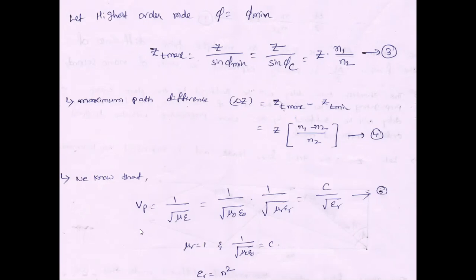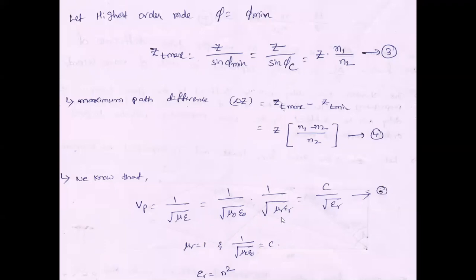We know the concept of phase velocity. How much phase change in the optical fiber cable? Vp is equal to 1 by root mu epsilon. Again, we have to divide this: 1 by root of mu naught epsilon naught, multiplied with 1 by root of mu r and epsilon r. This is about at the free space, mu naught and epsilon naught.